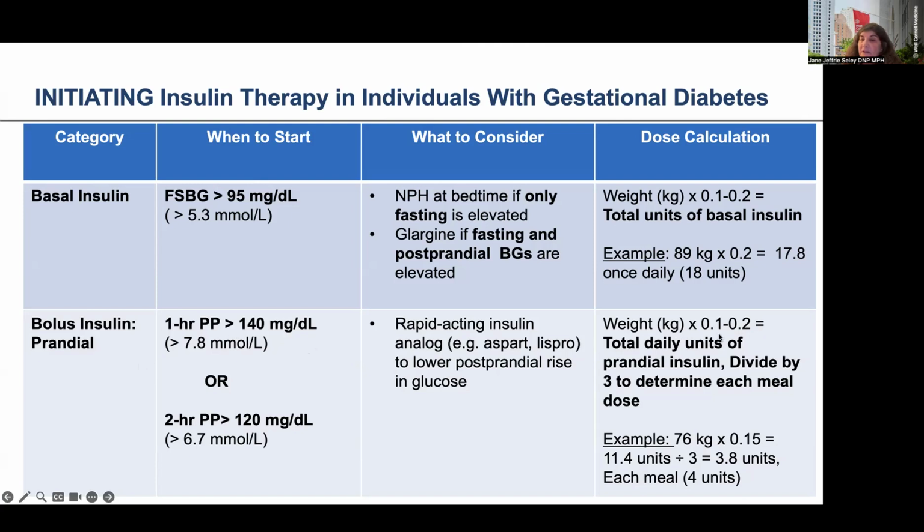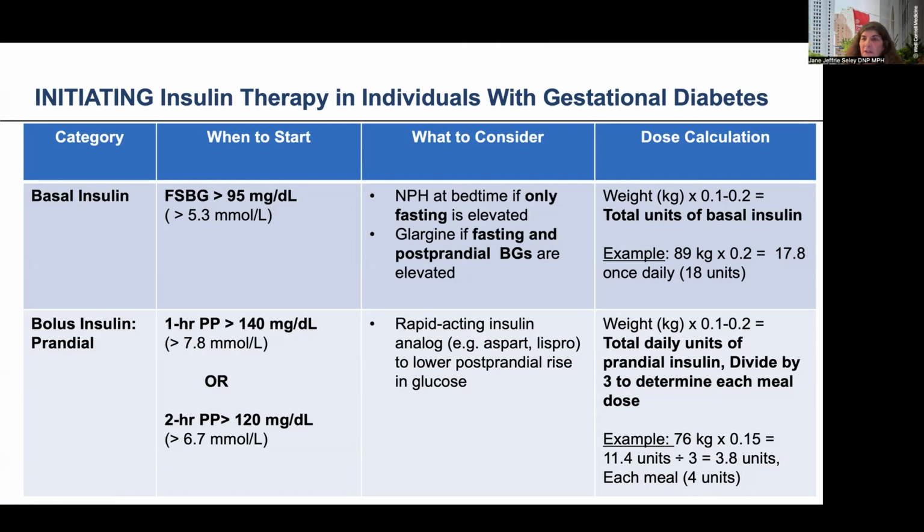In this case, I went in the middle. I'm not sure, so I'm going to try the middle one, 0.15 times the weight in kilograms. I get 11.4 units. And now I'm going to take that number, and that's all of their mealtime insulin. So I'm going to divide it by 3. So each meal, they're going to get 1/3 of the dose. In this case, it would be 3.8 units, which I might round up to 4 units, or you could round down to 3 and see how it goes.